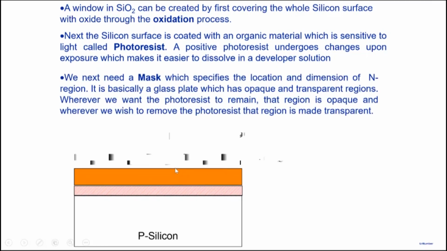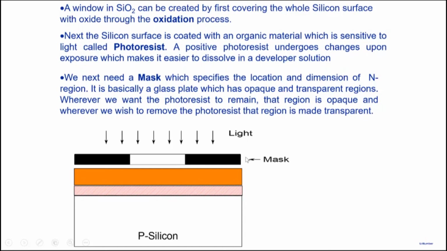Now, what we need is a mask. A mask, in simple terms, is a glass plate with certain regions which are opaque, dark, and certain regions which are transparent. So we have a mask, and the mask contains a pattern. The pattern defines where you want to create an N-type region, where you want to create a P-type region, and things like that here. So the pattern on the mask, the light and the dark regions, defines the pattern that you want to create in the silicon here.